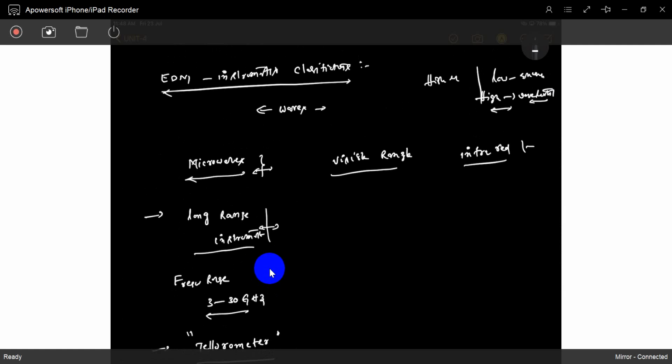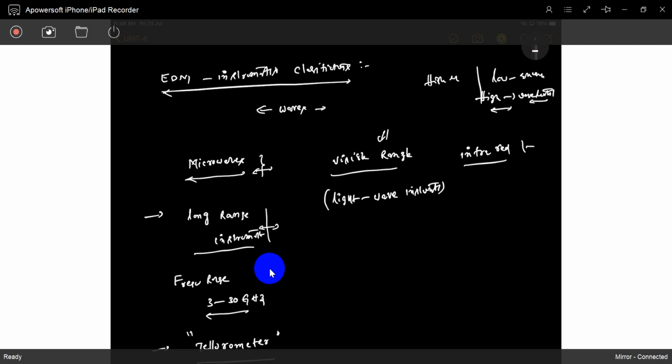visible range. If you're using the visible range, we can call it light waves. We call it a light wave, or light wave instruments also. Light means general light, not very light or weight. It's a light wave. Okay, understood?